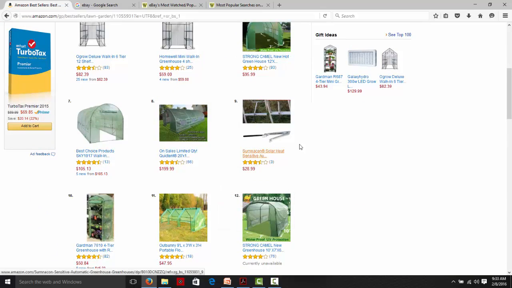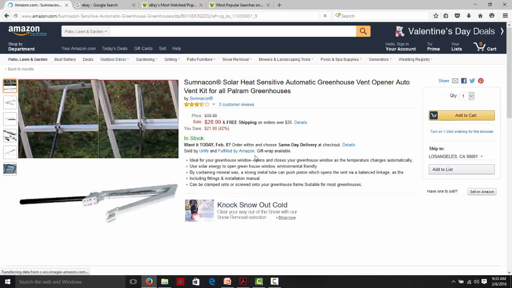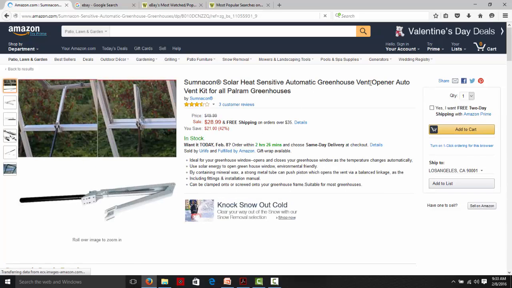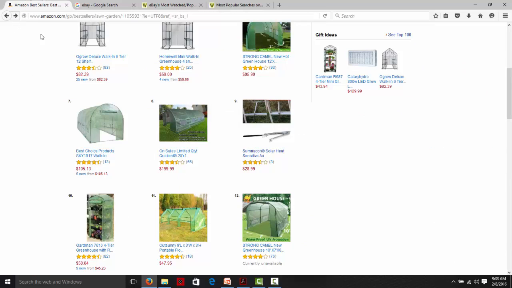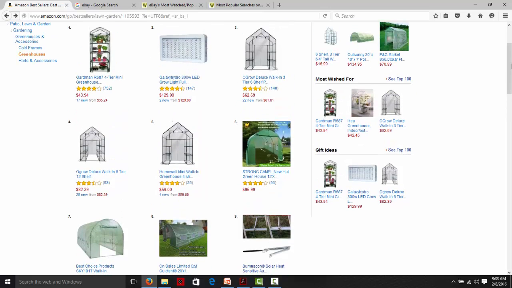There's one which is a solar heat sensitive. Let me check this one. Greenhouse vent, which might be a cool product. There might be a market for that. So you just have to look around. You can do this for any niche you have an interest in. There's really plenty of them.